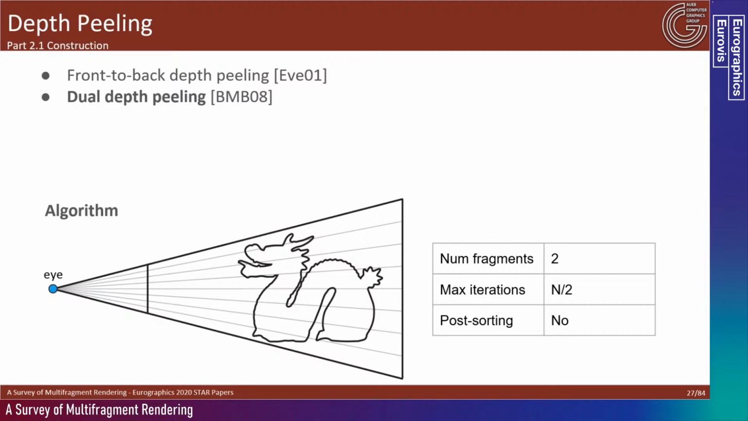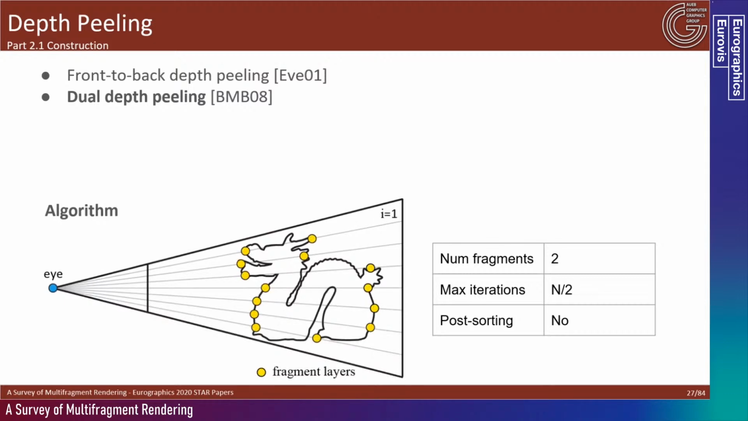Next, the dual depth peeling method is able to capture bidirectionally both the nearest and furthest fragments with respect to the camera in each iteration. Therefore, it is able to cut the complexity in half. And the core idea here is to apply the previous depth peeling method in the front to back and back to front directions at the same time.